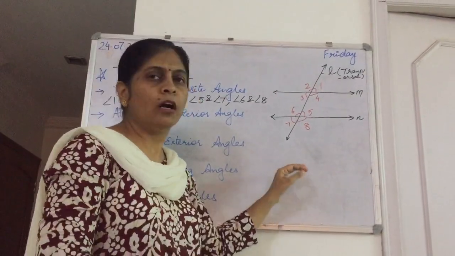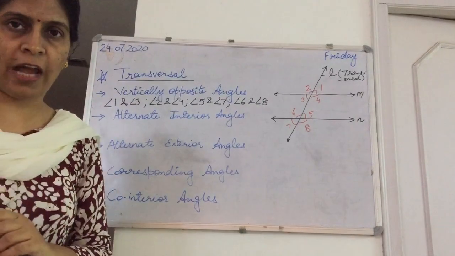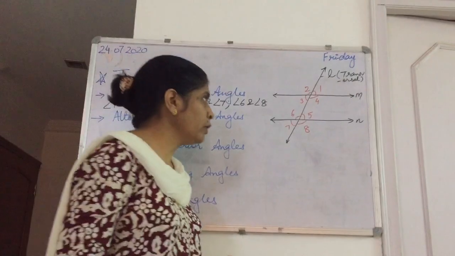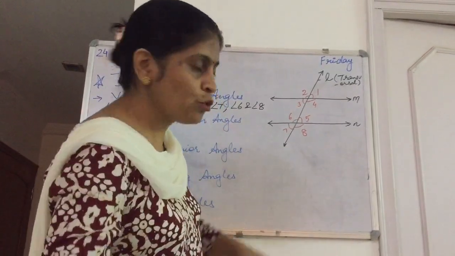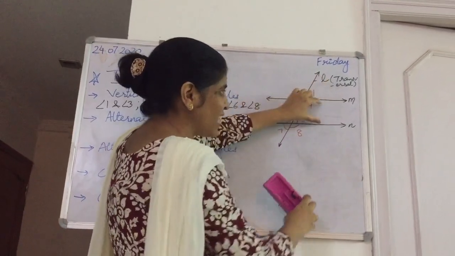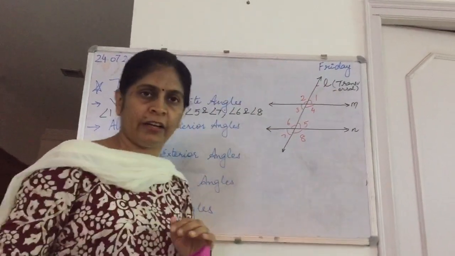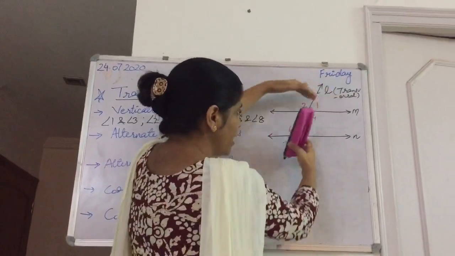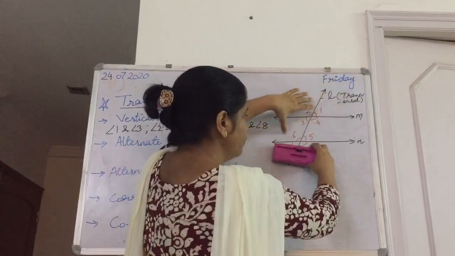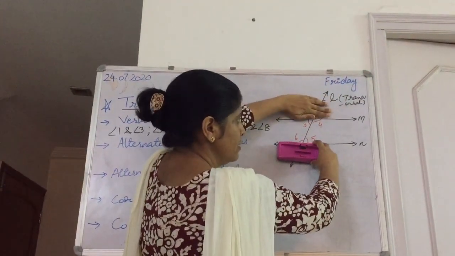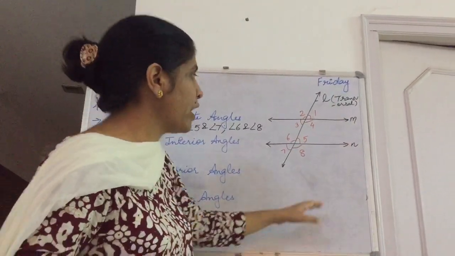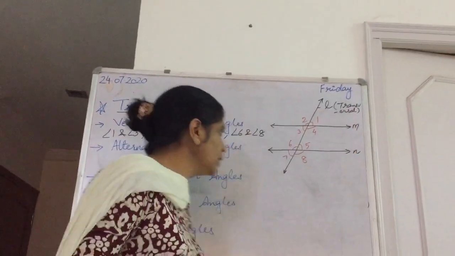Now let's talk about interior and exterior angles. What is interior and what is exterior? If we hide these two and these two, whatever is inside these two lines are interior angles, because the hidden ones are outside. So when we hide these, angles 3, 4, 5 and 6 remain. They are interior angles. So what are interior angles? Those which are formed in between these two lines.